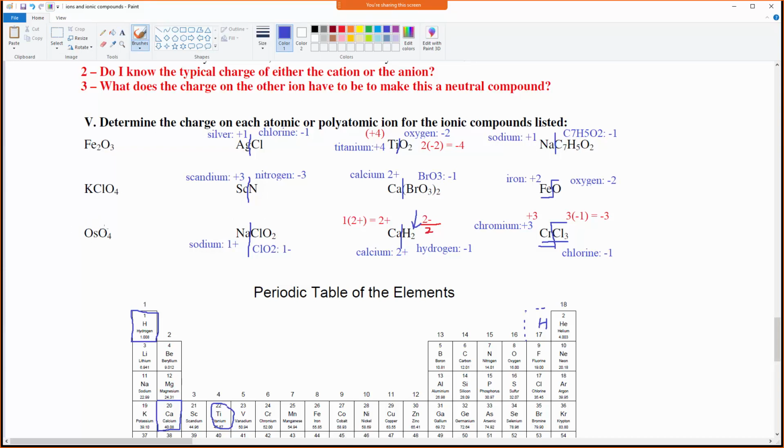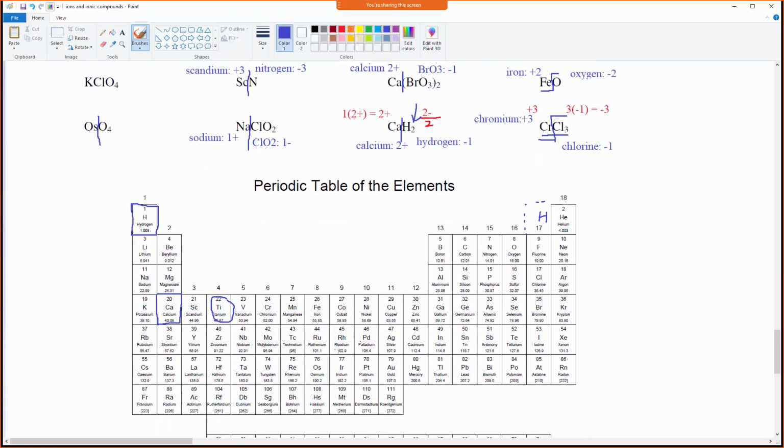All right, almost done. Or do you feel confident about these, or do you want to do the last 3 here? Let's do one more. Good idea, Alexander. Okay, let's do OsO4. What's the cation? Os is the cation. That's a metal. What is that? Osmium. Cool. All right, Os is a metal or cation, and the O is the anion.